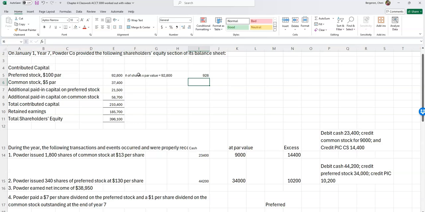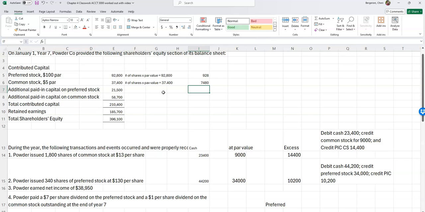While we have that in our mind, let's just do that again. For this one, I know that the number of shares, which is what I don't know, times par value, which is $5, equals 37,400. So if I want to solve, I can say 37,400 divided by 5, and that's how many shares I have.